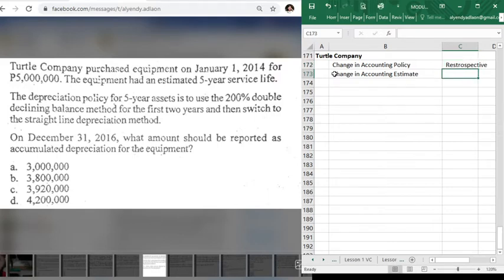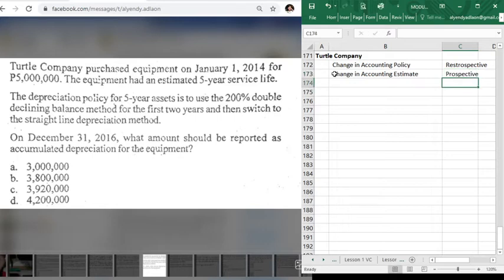Meaning, when a method was changed, let's say, in 2016, and the equipment already existed in 2014, what we revise in our financial statements includes the amounts in 2014. That is why it is called retrospective. While for the change in accounting estimate, the treatment is prospective.